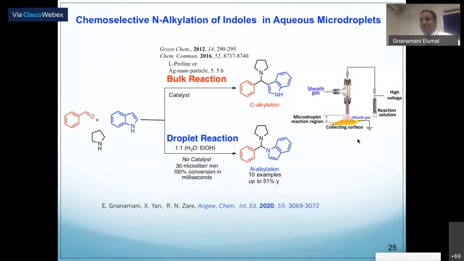Another possibility is that, instead of the one channel I have shown here, if you use multiple channels, say 10 channels, we can multiply the output. For example, in 30 minutes we get 500 milligrams; with multiple channels, in 30 minutes we can get 5 grams of the product. So that's one possibility for expanding to larger quantities. But it's not possible to make kilograms or industrial scale. It's possible to make gram scale.